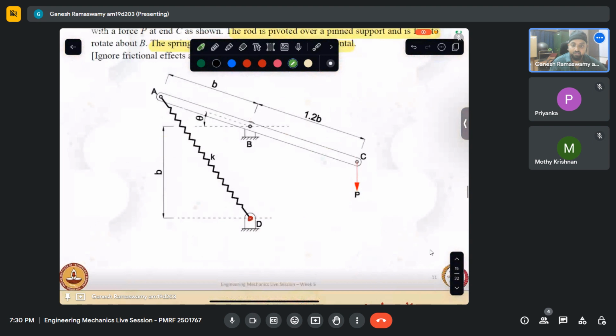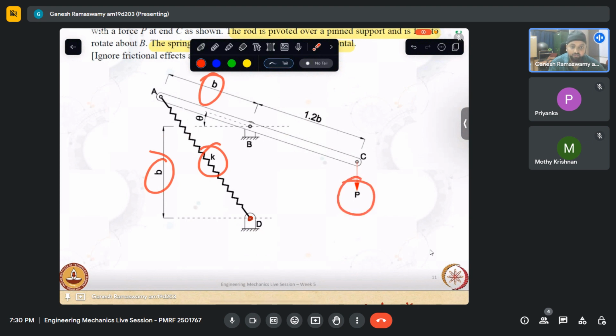Given a specific k and this distance b and a force p, under what theta will it reach equilibrium is what we are trying to analyze. So once we have to devise a mechanism of this sort, where if I apply P, I want theta to stop at some particular angle, appropriately, I will be selecting the spring stiffness for that system.